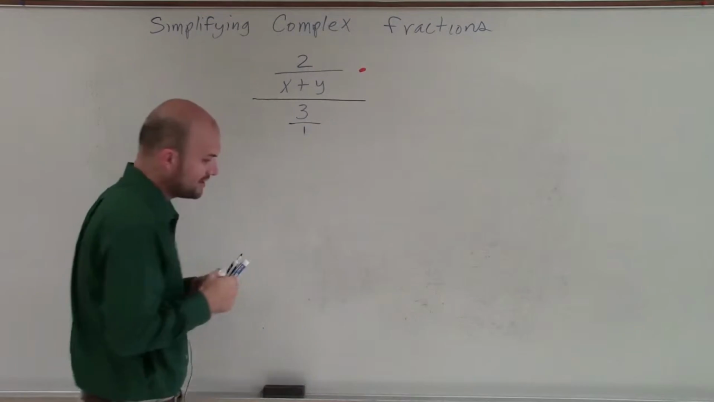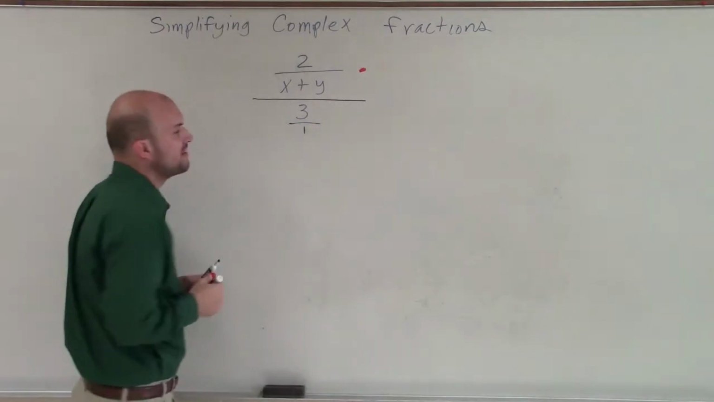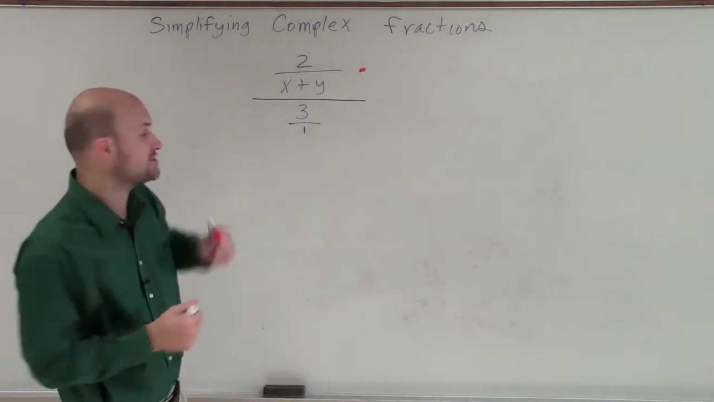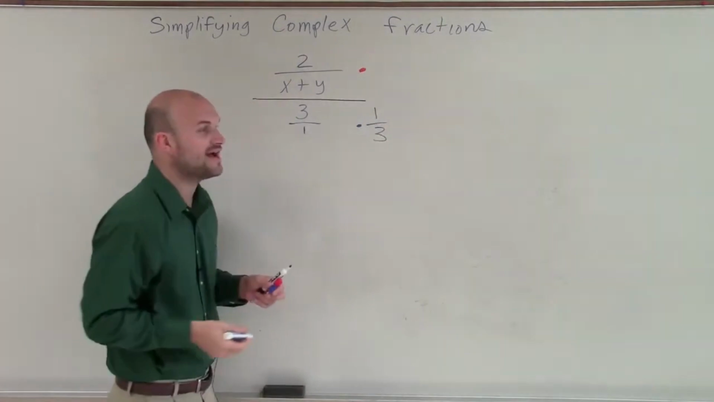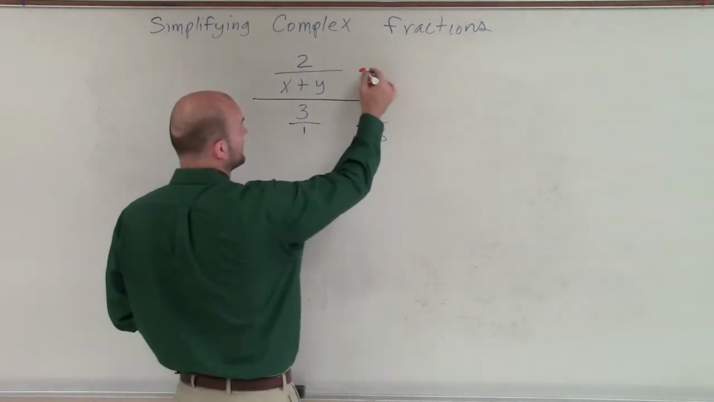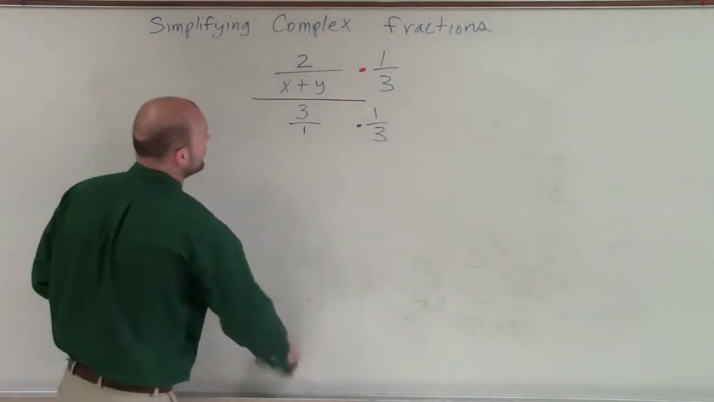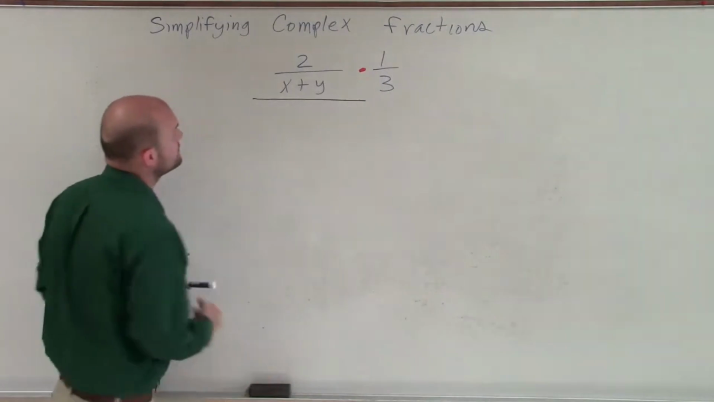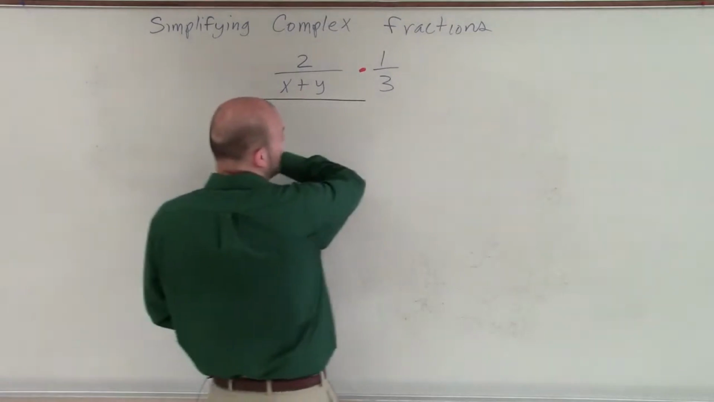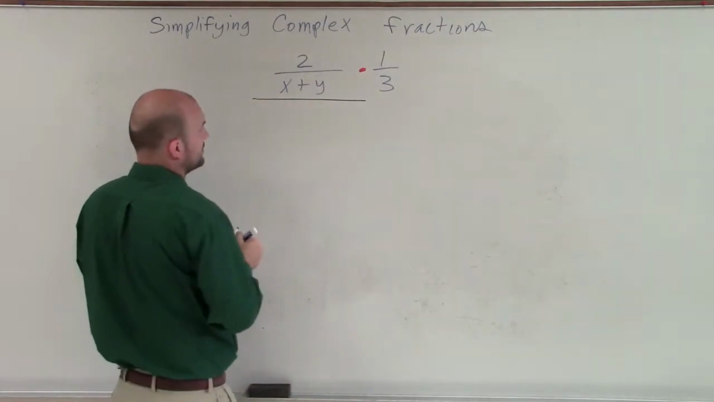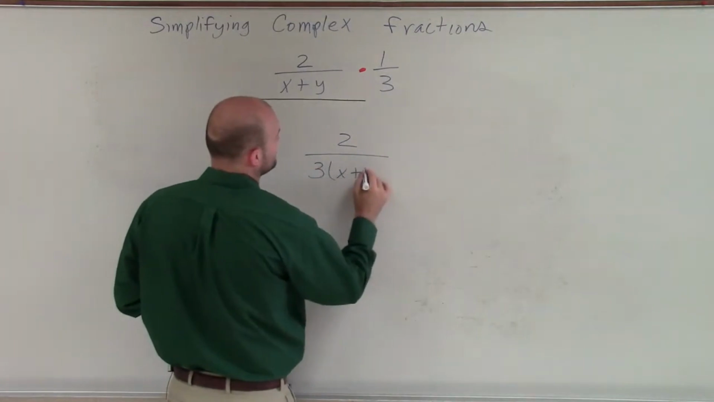The reason why we multiply by the reciprocal is that if I want to get this fraction off the bottom and only deal with one fraction, I have to multiply by the reciprocal. Remember, to keep equivalent fractions, whenever I multiply in the denominator, I have to multiply in the numerator. So now I have 2 divided by x plus y, times 1/3. When we multiply fractions, we just multiply directly across. Therefore, I have 2 over 3 times x plus y.